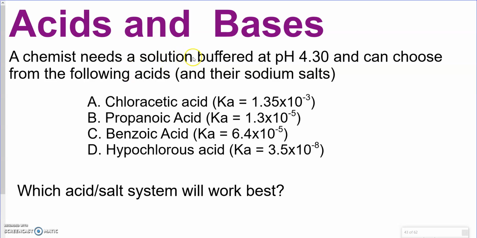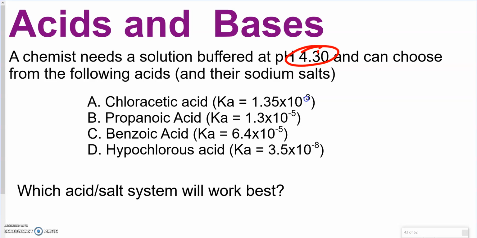A chemist needs to have a solution that's buffered around 4.30 and can choose from the following acids. So we have a Ka of 1.3 times 10 to the negative third, a 1.3 times 10 to the negative fifth, a 6.4 times 10 to the negative fifth, and a 3.5 times 10 to the negative 8. And of course we have all of their salts as well. Which system is going to give us the best pH range of this 4.3 for our pH? Okay, which one's going to give us that?